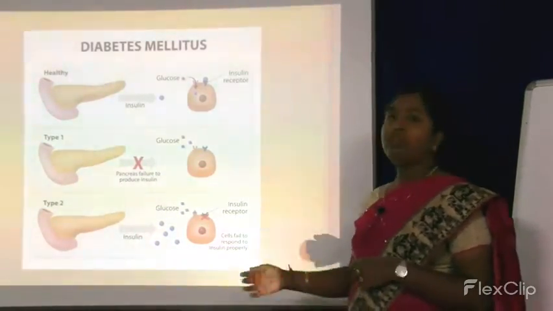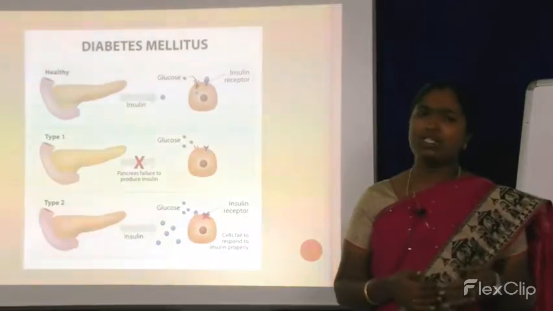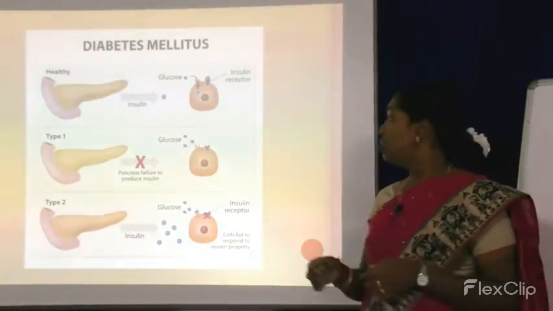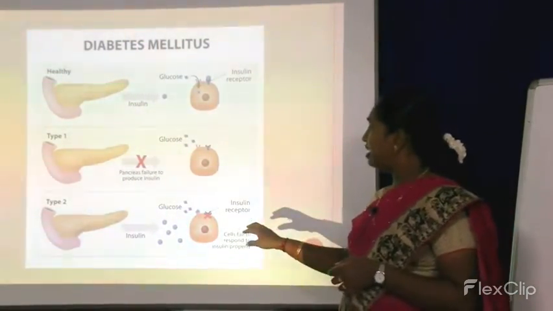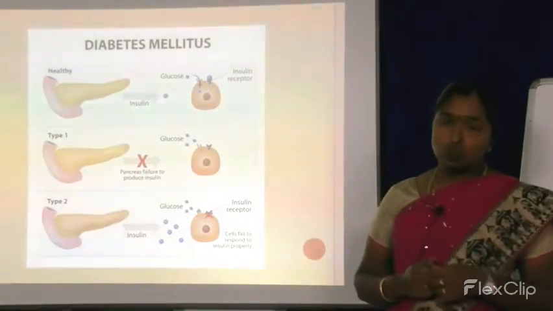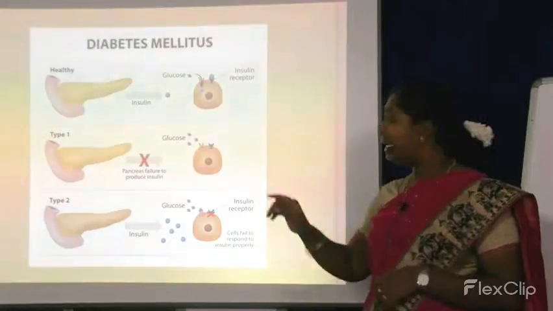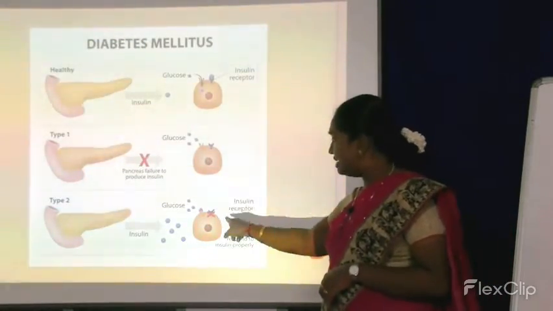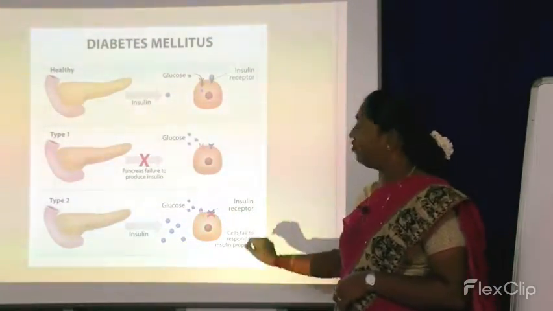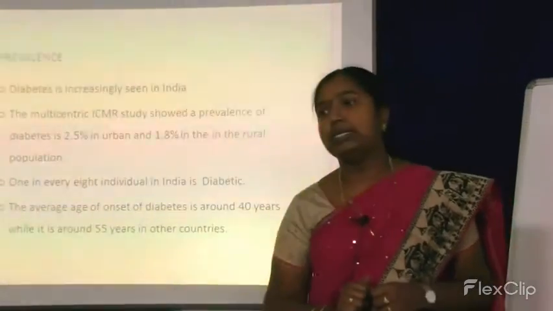In type 2, the insulin may be secreted only partially, or may sometimes be impaired. So only half of the insulin will be secreted. The key molecule insulin takes up the glucose, but only half of the insulin receptors receive the insulin, so the cell fails to respond to insulin properly.